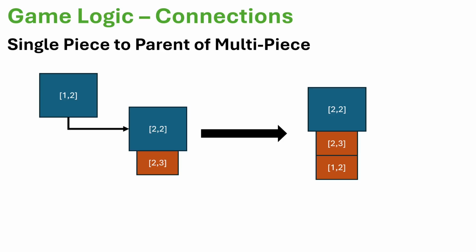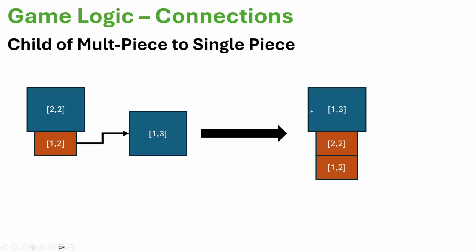Same thing if I connected a single piece to a parent of the multi-piece. It just becomes a child of that parent. What if I move the child of a multi-piece to a single piece?